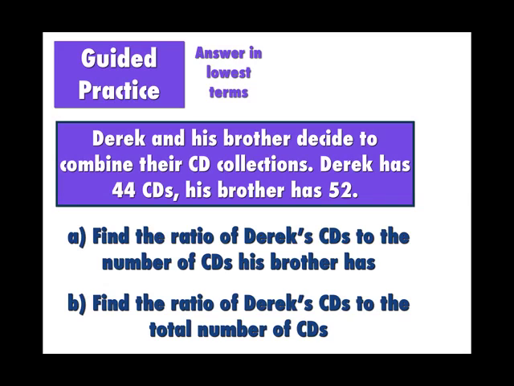Now the ratio of Derek's CDs to the total number of CDs is a little different. Derek still has 44 CDs, but you have to find the total number of CDs he and his brother have. So hit the pause button, solve the two problems, remember to put your answers in lowest terms, and when you're done, hit play to resume the lesson.